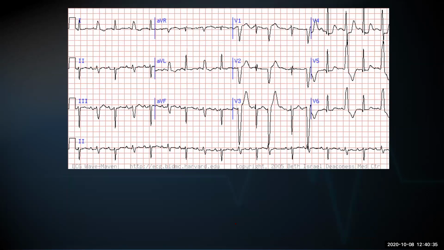So let's take a look at this EKG. I'm going to have someone kind of point out, what do you see in terms of axis? Is this a normal axis? Does this look like a right axis or a left axis? Yeah, so it looks like a left axis deviation.